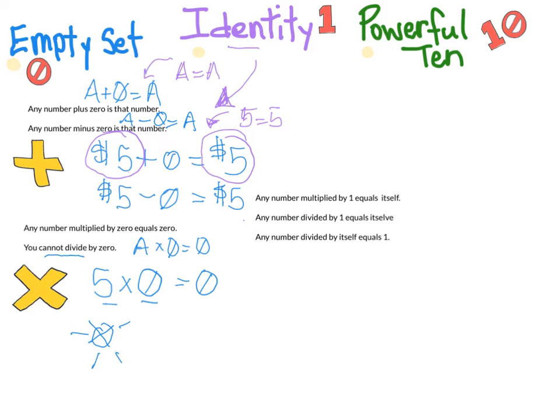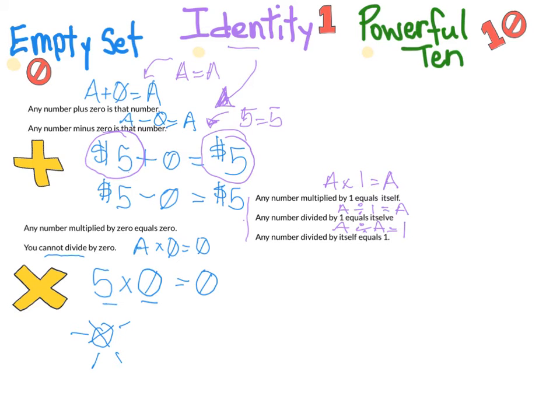Now let's look at the identity property of multiplication and this set of statements. Any number multiplied by 1 is equal to itself. Any number divided by 1 is equal to itself. And any number divided by itself is equal to 1.